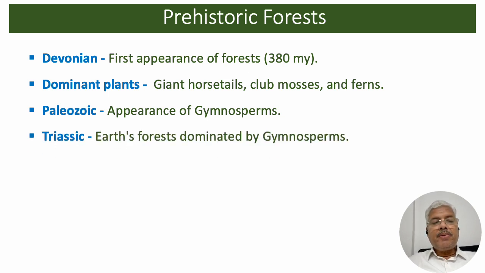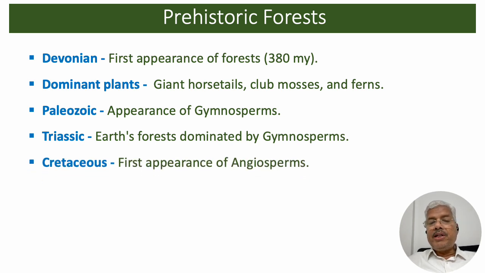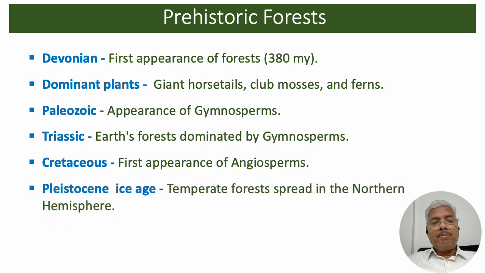In the Cretaceous period, the first flowering plants, that is the angiosperms, appeared, and they evolved together with the insects, birds, and mammals, and radiated rapidly, dominating the landscape by the end of the period. The landscape then changed again during the Pleistocene Ice Age. The surface of the planet, which had been dominated by the tropical forests for millions of years, changed, and temperate forests spread in the northern hemisphere.